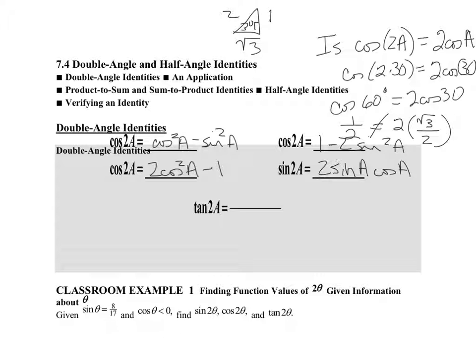And the tangent of 2A is the only one that ends up being a quotient. It's 2 times the tangent of angle A divided by 1 minus tangent squared of angle A. All right? So those are our replacements if we have a double angle. Now, here's how we're going to use them.